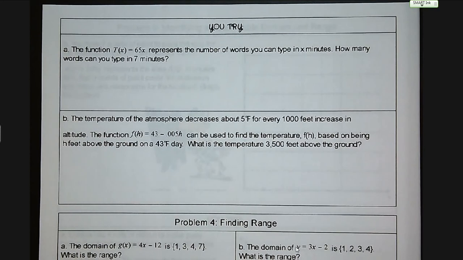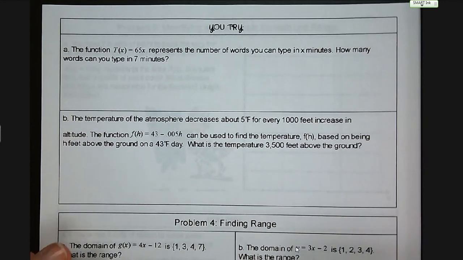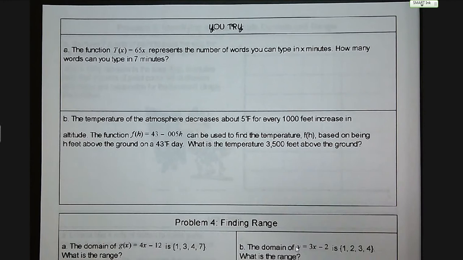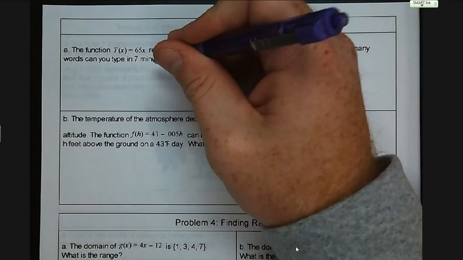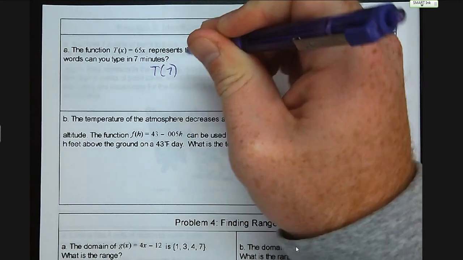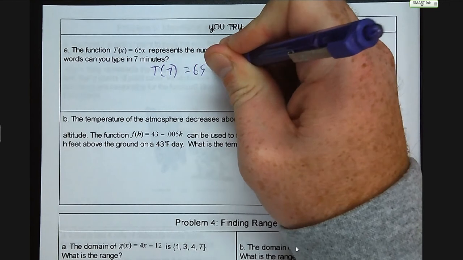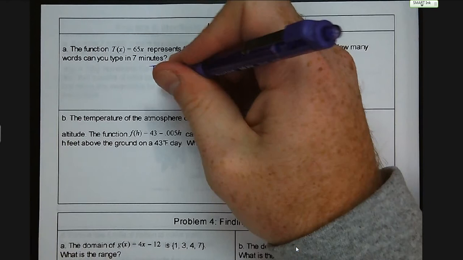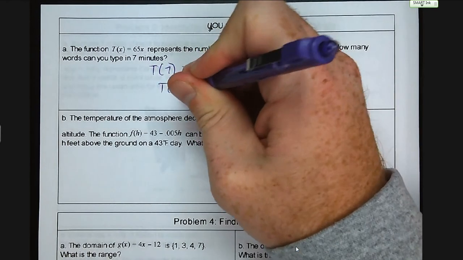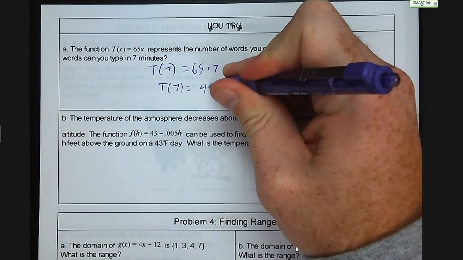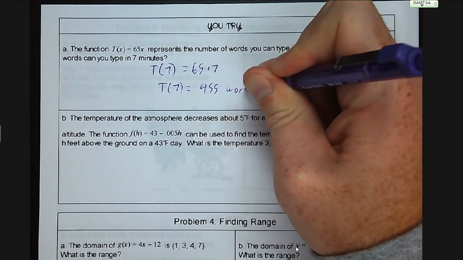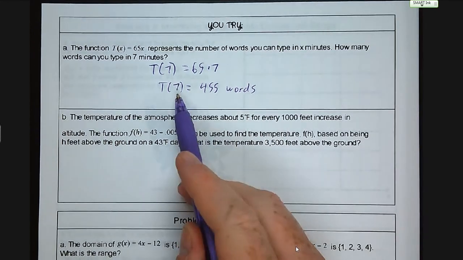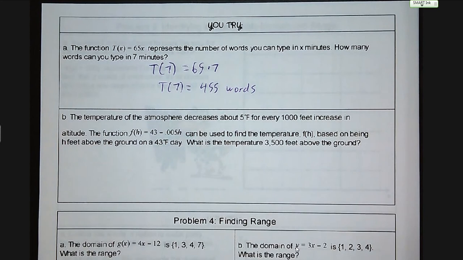So letter A, the function t of x is equal to 65x represents the number of words that you can type in x minutes. How many words can you type in 7 minutes? So we have t of 7 is equal to 65 times 7. So t of 7 is equal to 455 words. So in 7 minutes, you would be able to type 455 words.